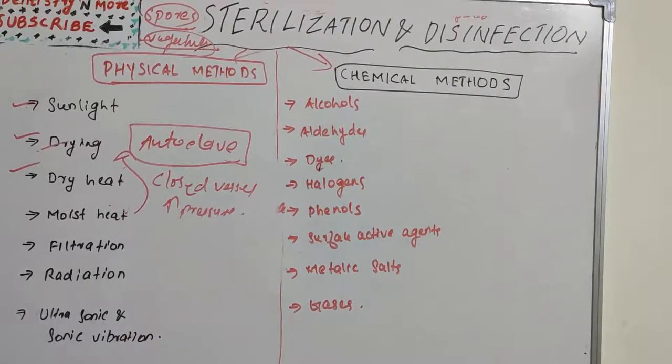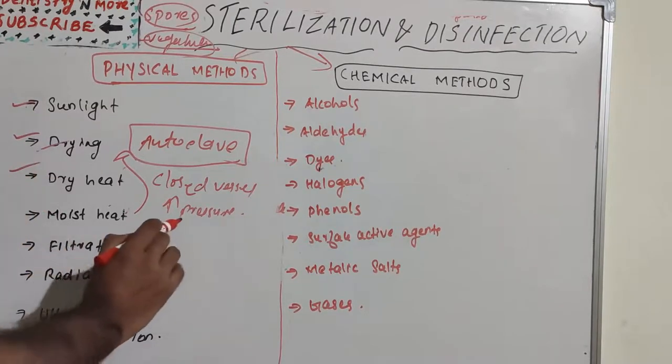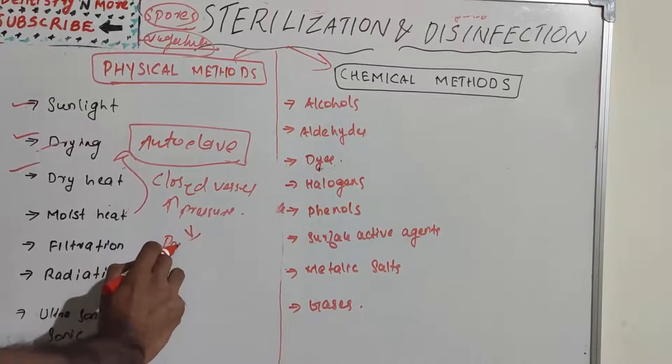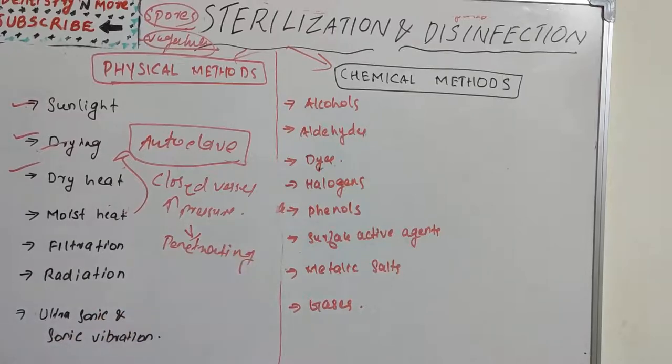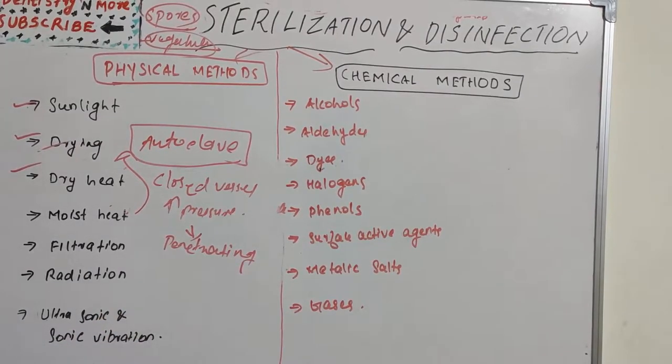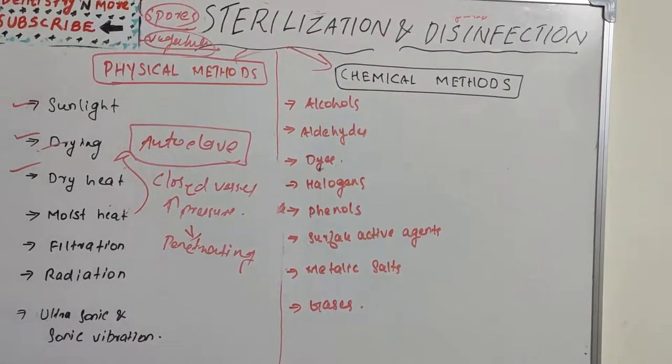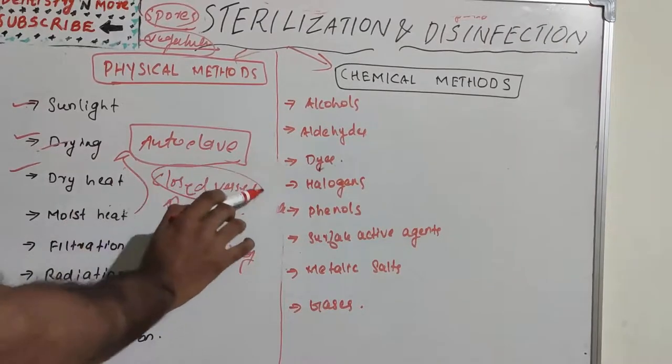So when pressure increases, what happens? The temperature at which water boils also increases. Then the saturated steam has more penetrating power. So more penetrating power means more spores will be killed. So the same principle of boiling water, but under a closed vessel.